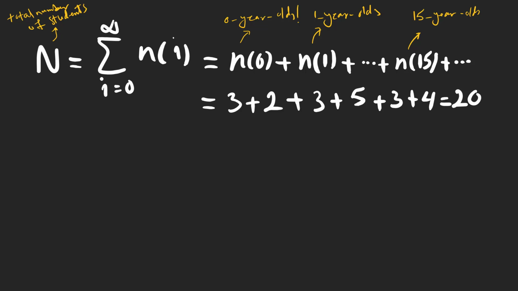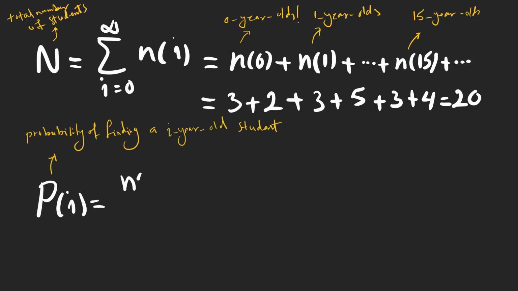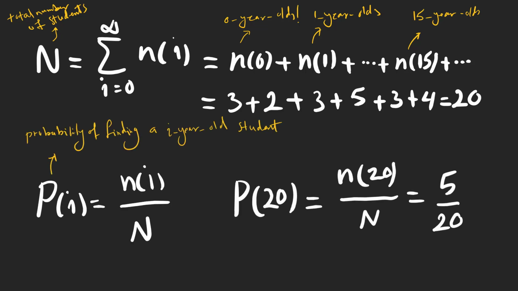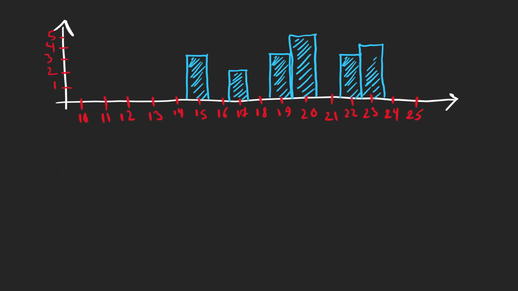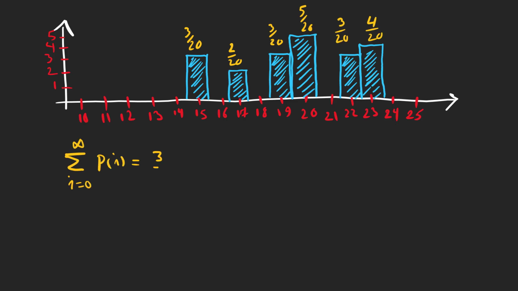If we want to choose a student, what is the probability that they are 20 years old? We can calculate it by the probability formula. Ni is the number of students who are 20, and N is the total number of students. Let's illustrate the numbers on a histogram. If we add all the probabilities, it should yield 1.